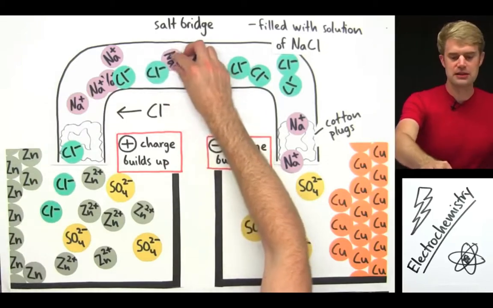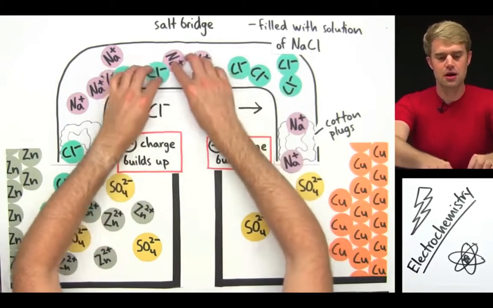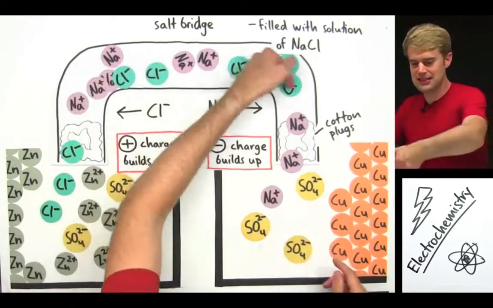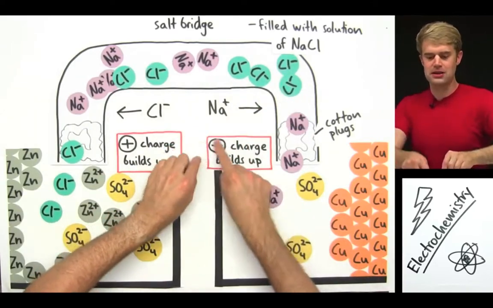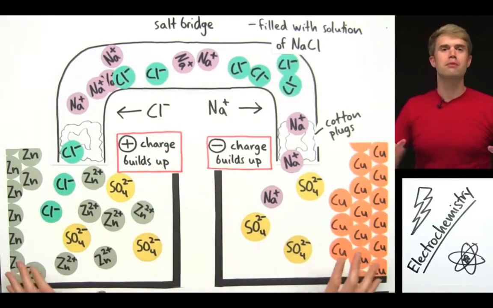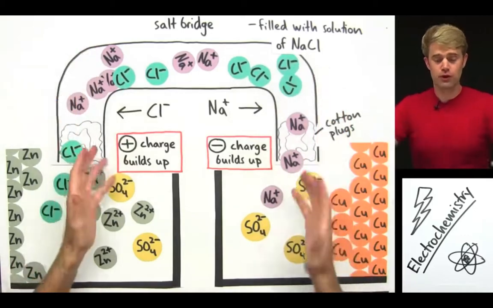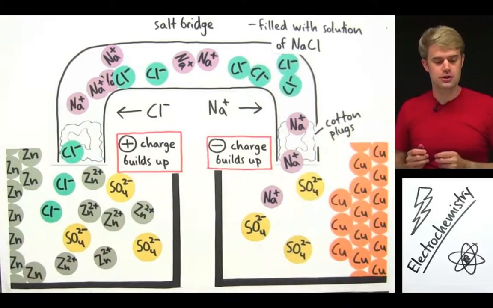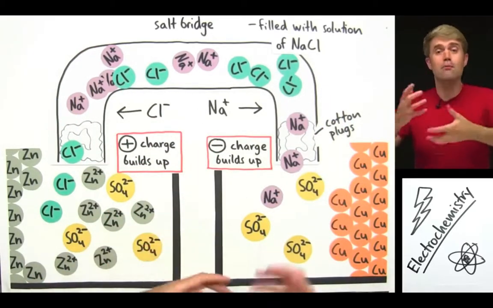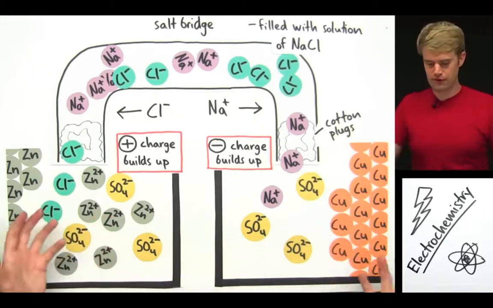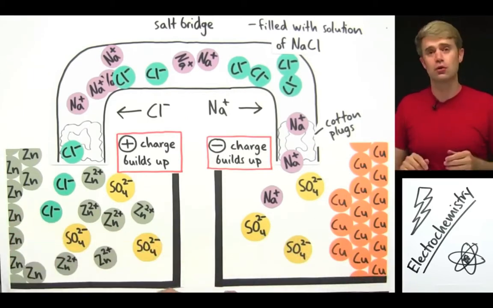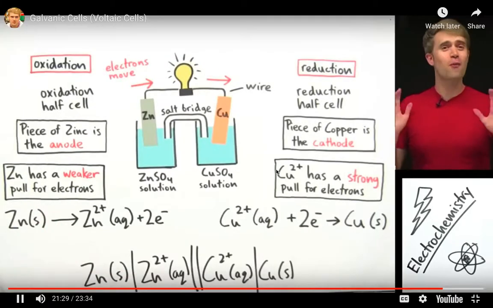And then we'll see that the Na pluses begin to move to this side to balance out the negative charge that builds up here. A salt bridge helps to balance these charges to make sure that they don't build up too much, and that would prevent the voltaic cell from being able to work. Wow, so we just learned so much about galvanic or voltaic cells.